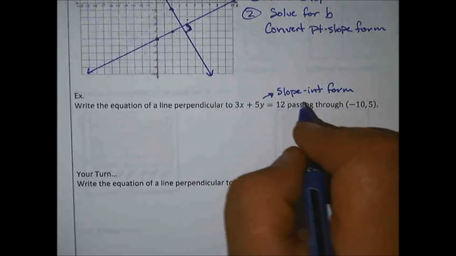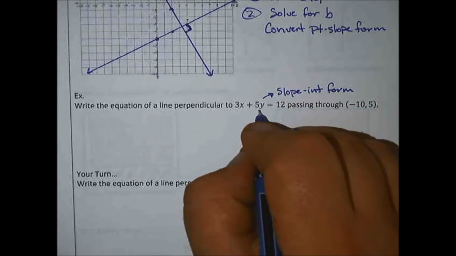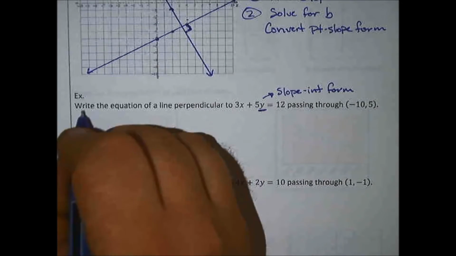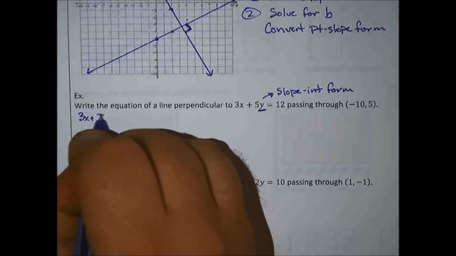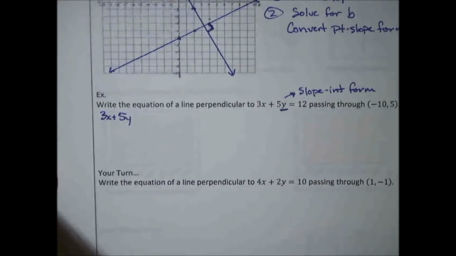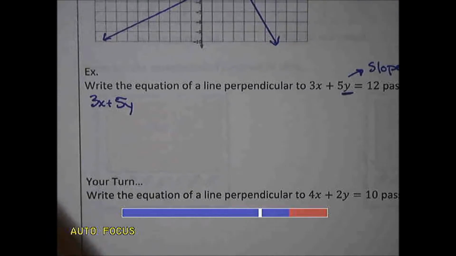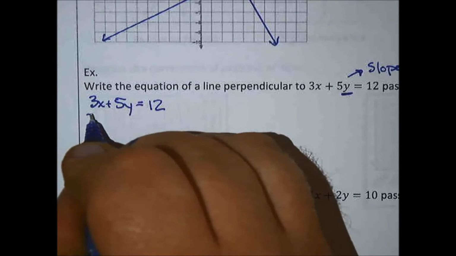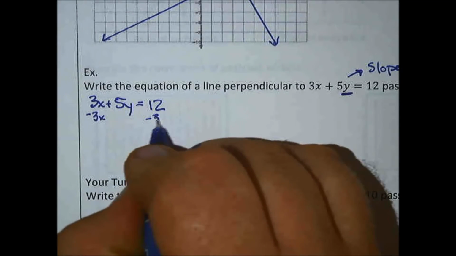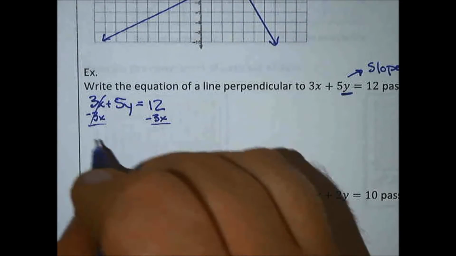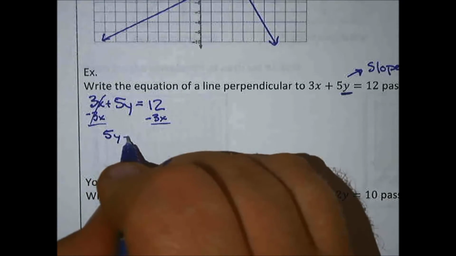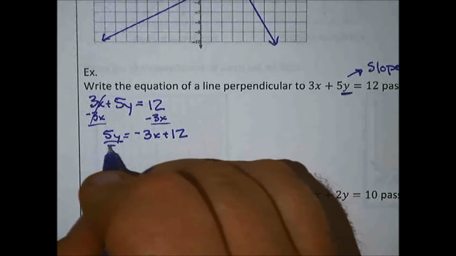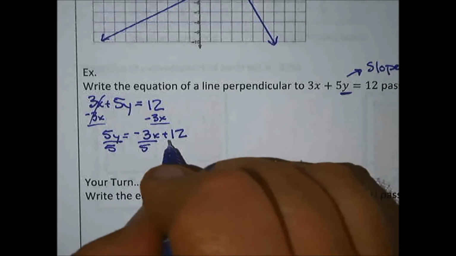Remember, to change it into slope-intercept form, all I want to do is solve for y. Okay, and I'm going to do that right down here. So we have 3x plus 5y. I'm going to zoom in on that for a second. 3x plus 5y equals 12. So I'm going to subtract the 3x, minus the 3x. Bam, bam, cancel. 5y equals negative 3x plus 12, and divide by 5 on both of these things.